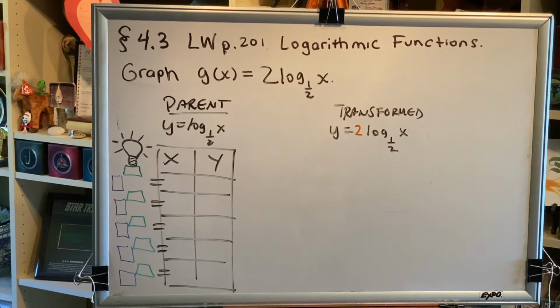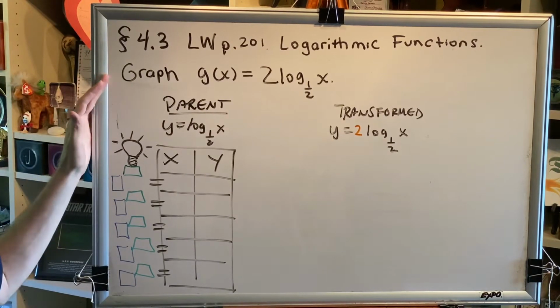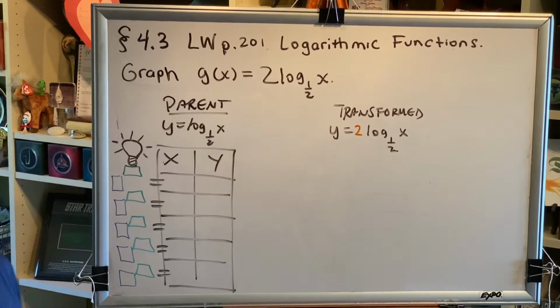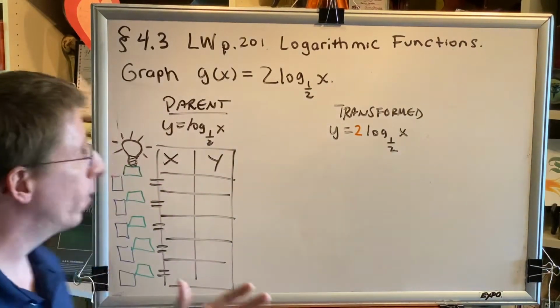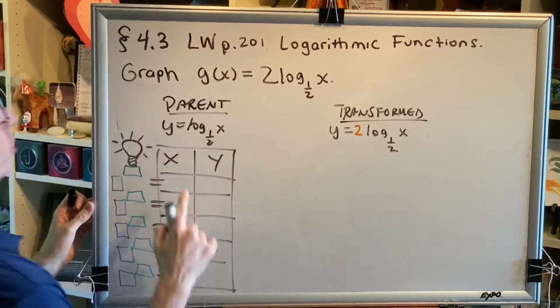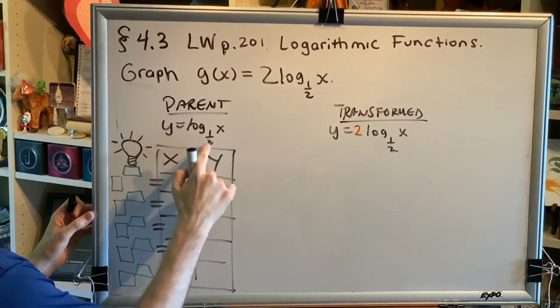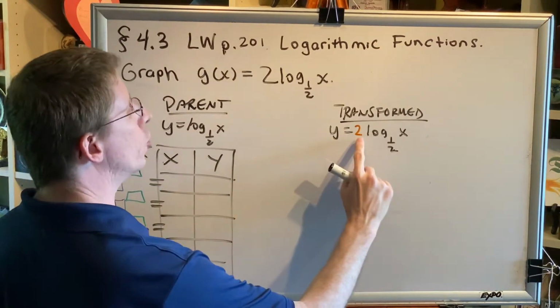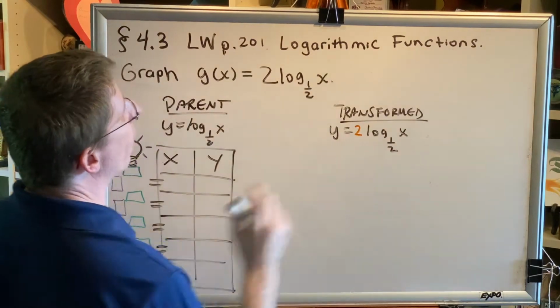We continue learning workbook page 201 with one final problem involving transforming logarithmic functions. Graph g of x equals 2 log base 1/2 of x. Okay, this is a transformations problem, so we need a parent function and a transformed function. Our parent function is y equals log base 1/2 of x. Our transformed function is y equals 2 log base 1/2 of x.